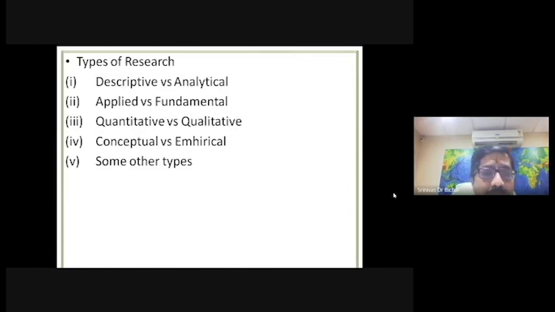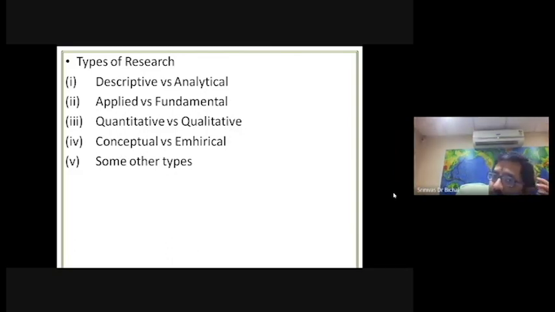Then you see, when I talk or anyone talks, it's all on paper: types of research, descriptive, analytical, applied or fundamental, quantitative or qualitative, conceptual or empirical, some other types. Like I say, it's only on paper, but strictly, if you start doing research, you will not just stop there, saying I'm only doing descriptive research, I don't want to do analytical research. You can't say that. Without your knowledge, it goes on from one type to another type.